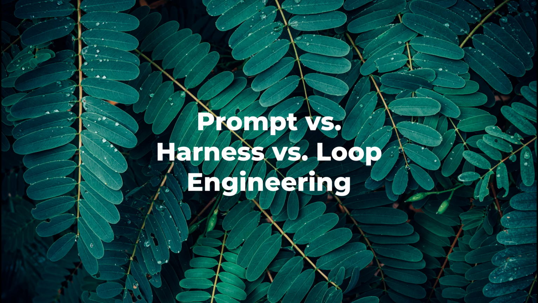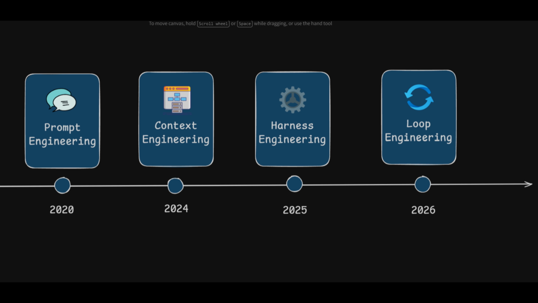Prompt versus harness versus loop engineering. To really understand why this is a massive paradigm shift, we need to compare it to how we got here. Let's look at the evolution. Prompt versus harness versus loop. And of course, there's context engineering in between, but we won't talk about that explicitly here, as it was mainly about one-shot generation, like prompt engineering with better context management.